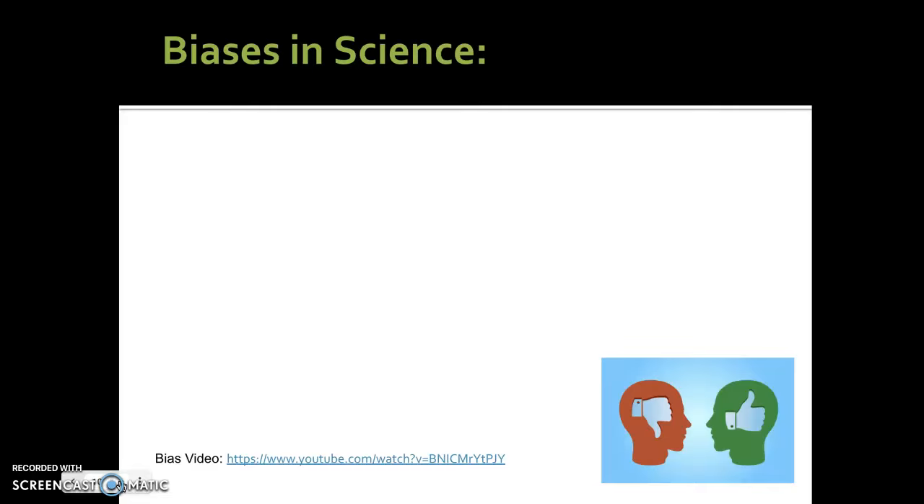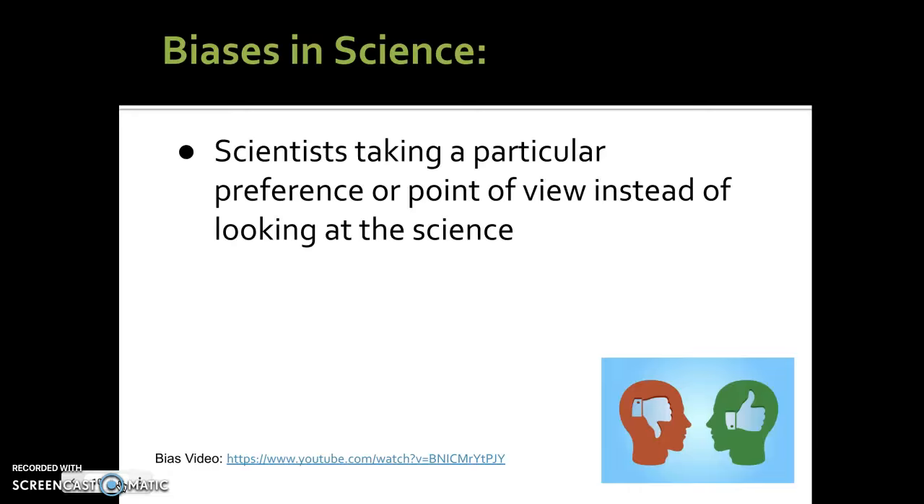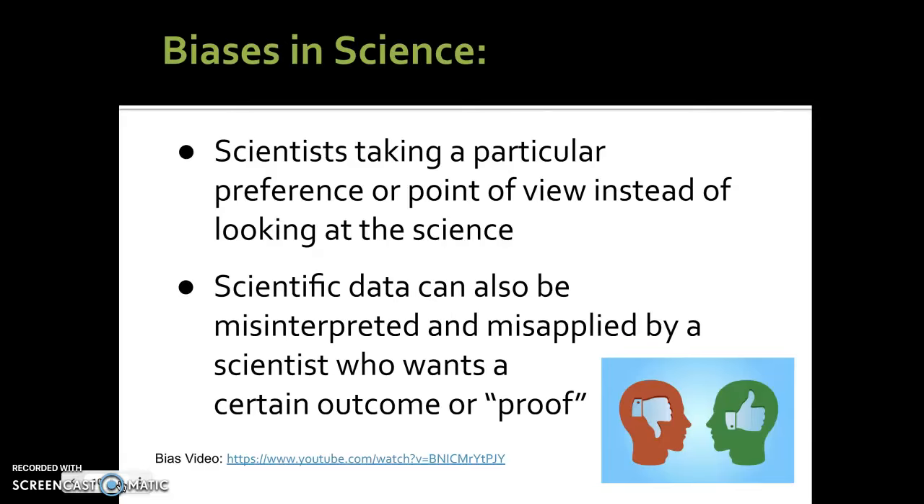And so one last thing that we need to look at, one topic, is something that's called a bias. In science and in life, a bias is when a person has a particular preference or point of view about a topic or an idea. And so when a scientist is performing an experiment, it's important that their biases don't come into play. Scientific data as a result of a bias could be misinterpreted, it could be misapplied by a scientist who wants a certain outcome or proof.